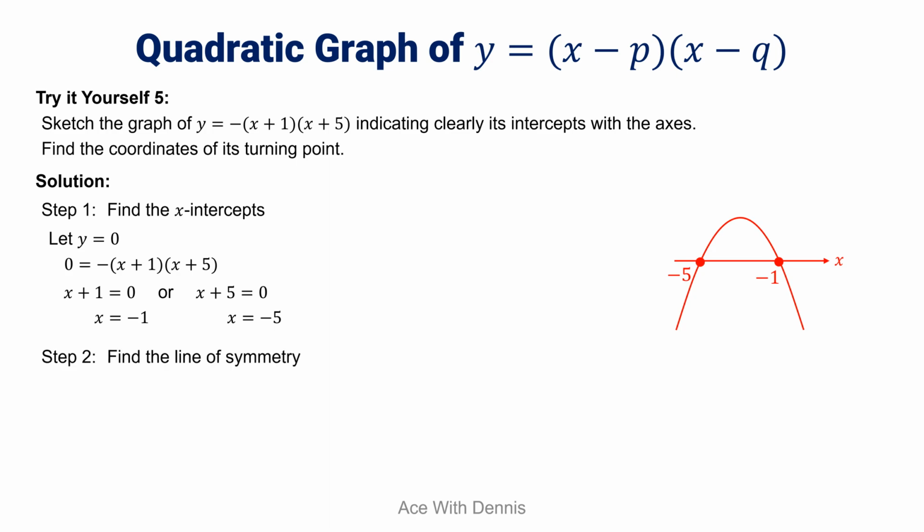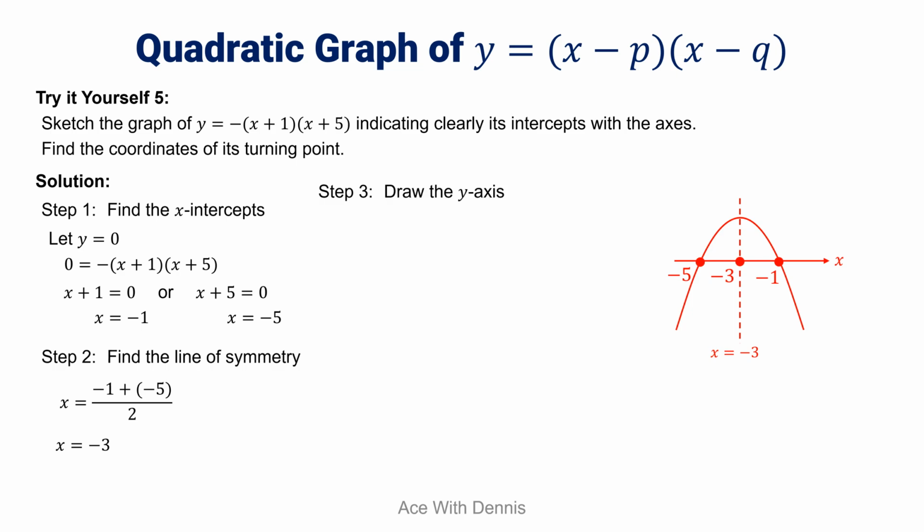Next, step number 2. Find the line of symmetry. So the line of symmetry will be in the middle of the two roots. So for this case it is x equals -1 plus -5 divided by 2. We get x equals -3. So this dotted line will be the line of symmetry, and the equation of the line of symmetry is x equals -3, where this point is -3.